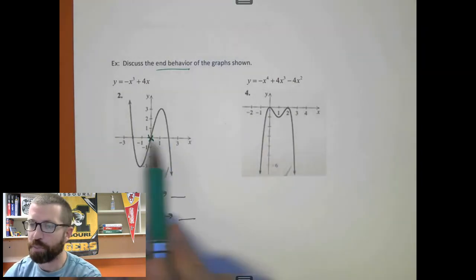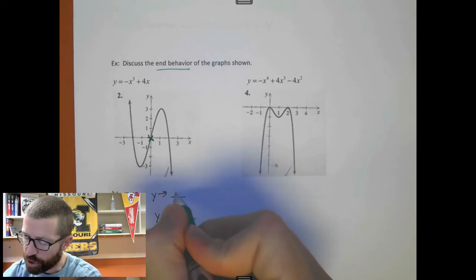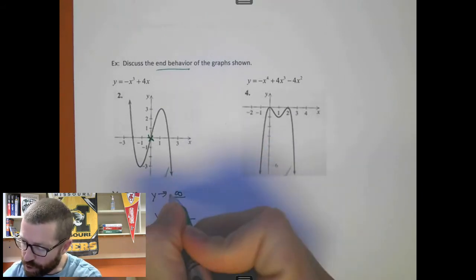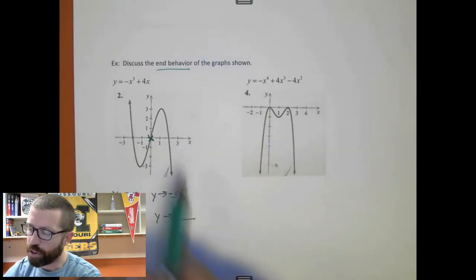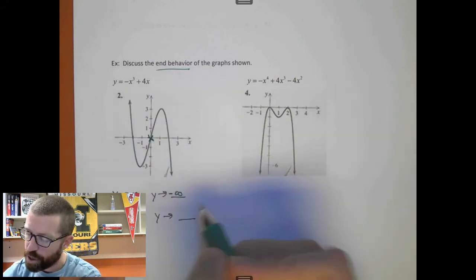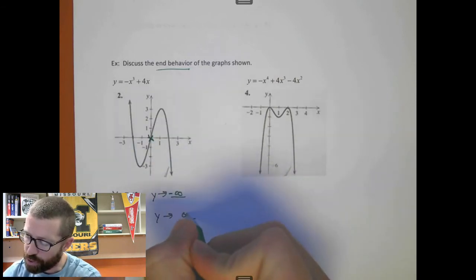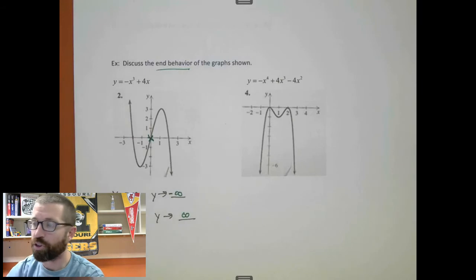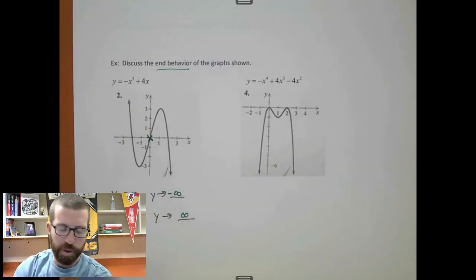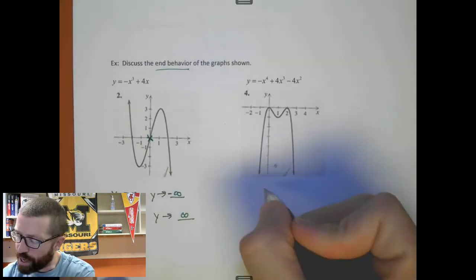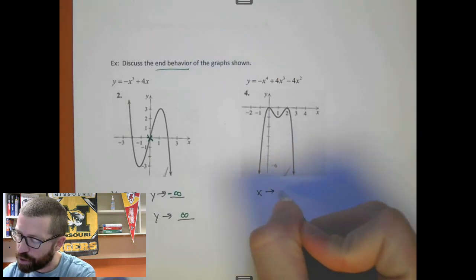So on the right side, my graph is falling. So that's going to go to negative infinity, and on the left side, my graph is going up. And so that's going to go to positive infinity. Okay, try that for this. Pause the video and even write out the notation.